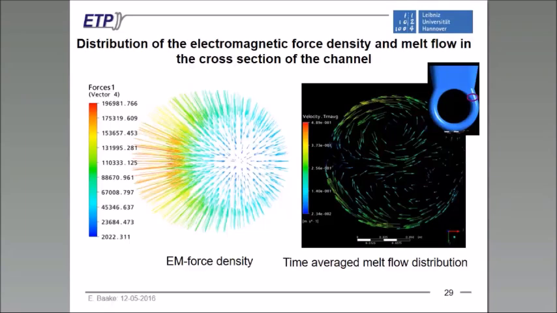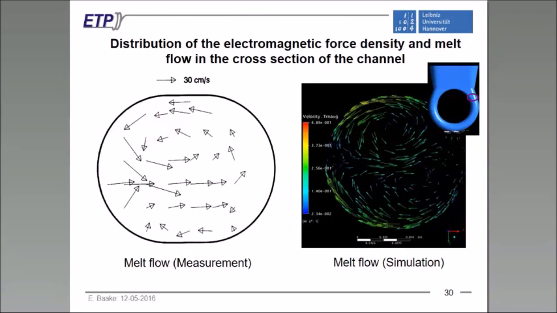So we have no big intensive integral flow through the channel, but we have an intensive flow in the cross-section of the channel, coming from the electromagnetic forces, as you can see here on the left-hand side, which are also radial pressing or radial acting on the melt inside the channel, and this leads also to two recirculated flow eddies, like you can see on the right-hand side. These flow eddies are very intensive, and they are around the whole channel, and these results have also been validated by measurements.